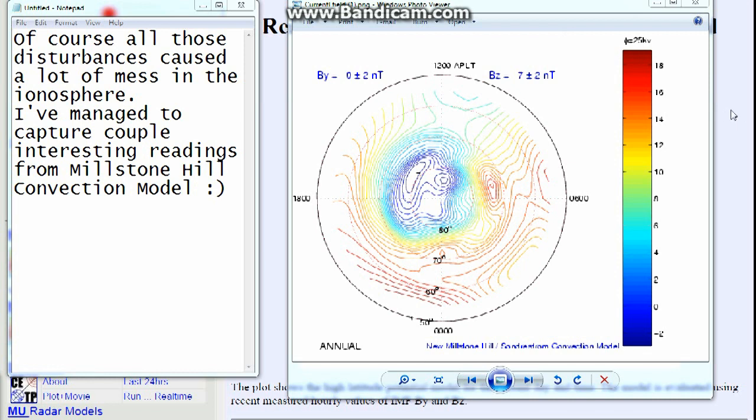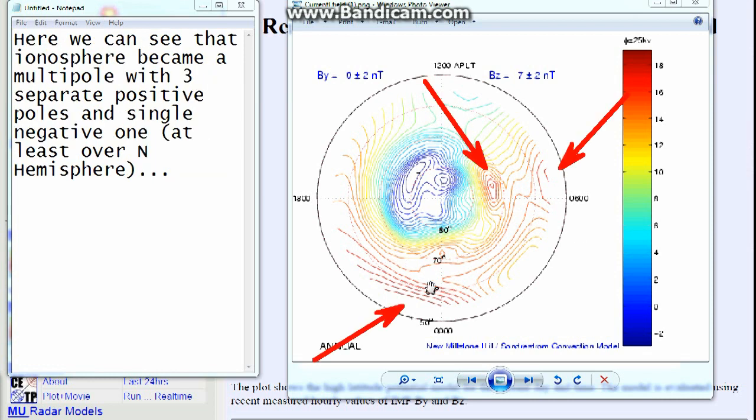Of course, all those disturbances caused a lot of mess in the ionosphere. I've managed to capture a couple interesting readings from Millstone Hill convection model. Here we can see that ionosphere became a multipole with 3 separate positive poles and single negative one, at least over northern hemisphere.